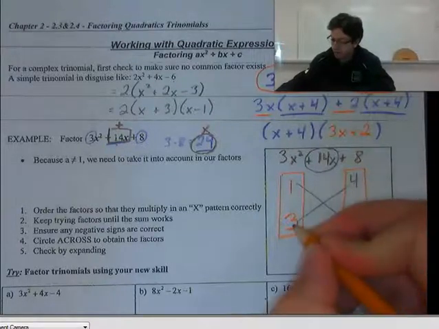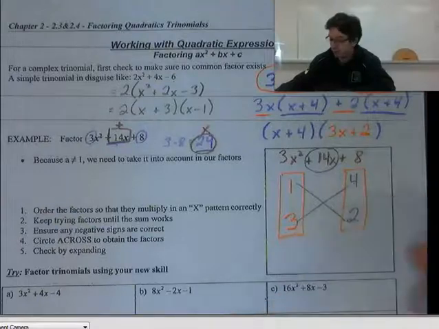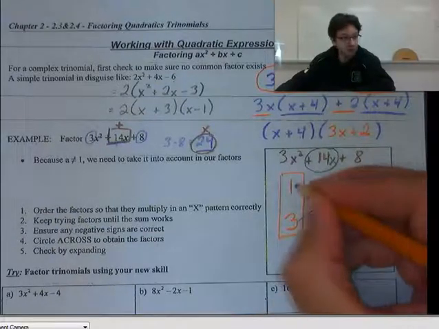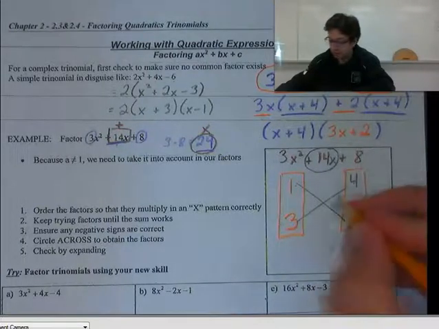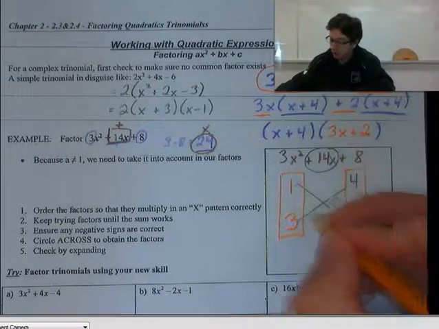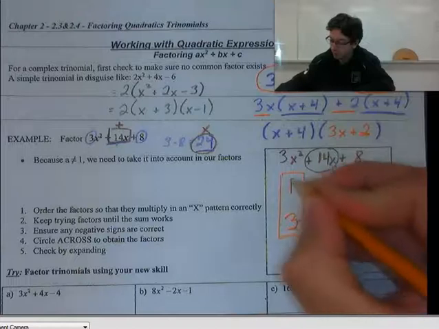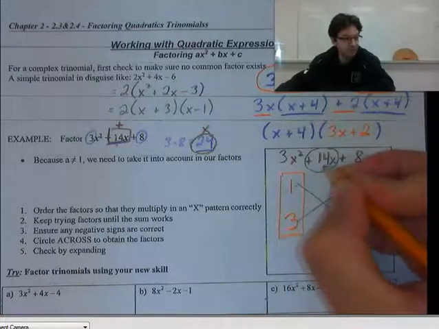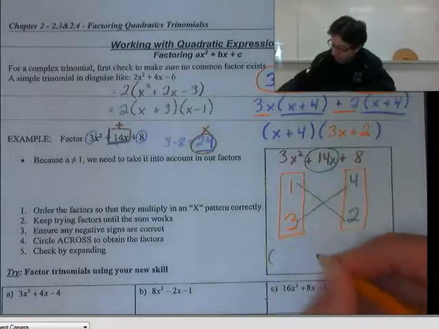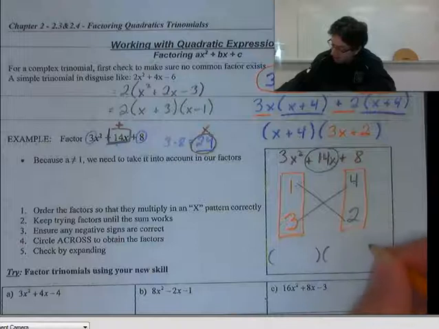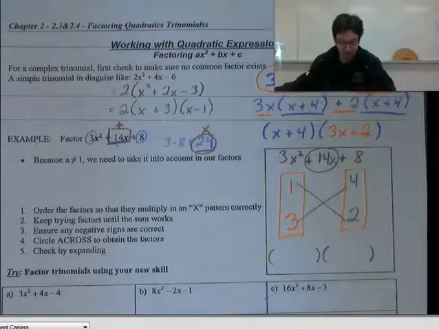4 times 3 is 12, and 2 times 1 is 2. So do those numbers add to give you 14? Well, yes. 12 plus 2 gives us 14. So this here is the combination that works. And so how are we now going to translate that into two binomials?